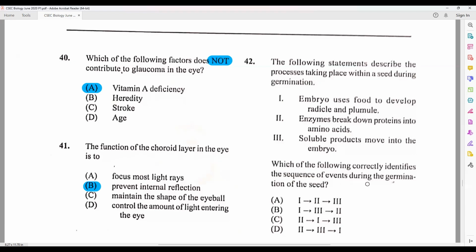So they are asking for the sequence of events during the germination of the seed. So we just need to put 1, 2, and 3 in order. And if we do that, we know that the enzymes need to start their work first. So it means 2 is starting off first, and then 1 is the end. So 2, 3, 1, and that puts the answer at D.